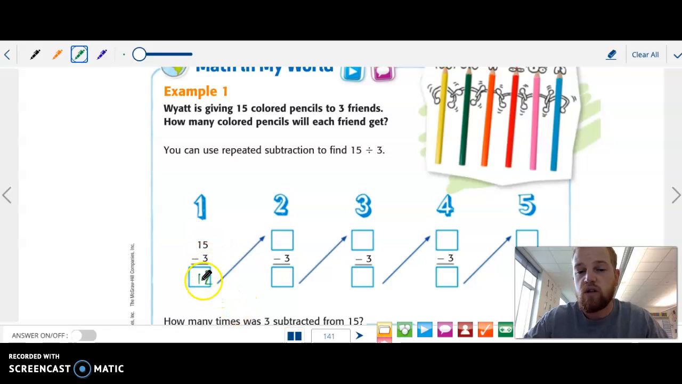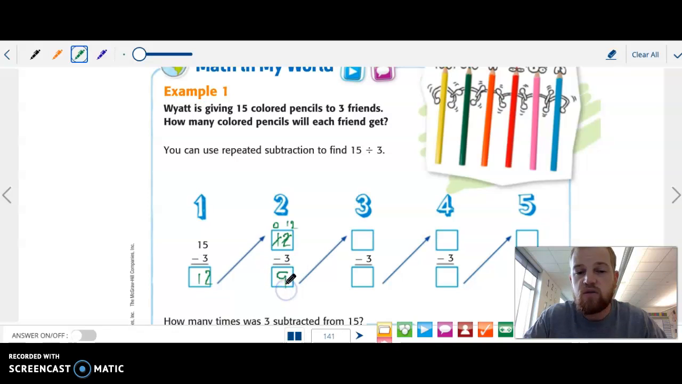I subtracted 3 once. Now I'm going to carry my 12 over here and subtract 3 again. On my ones place, I have 2 minus 3. I can't do that, so I'm going to borrow. My 1 becomes a 0, and my 2 becomes a 12. What is 12 minus 3? If I count backwards from 12, I go 12, 11, 10, 9, that's 3. So 12 minus 3 is 9.